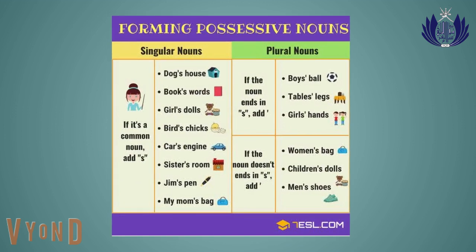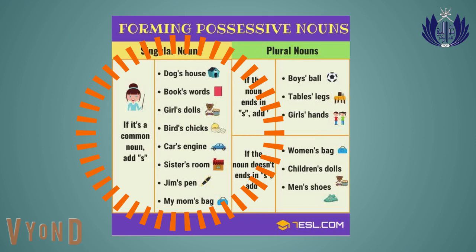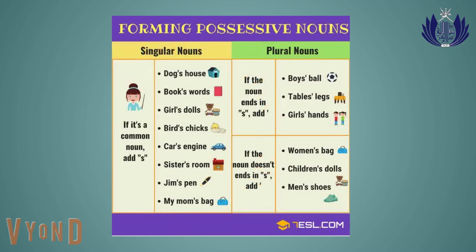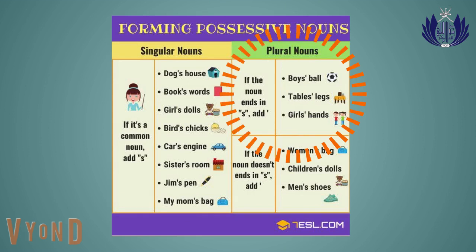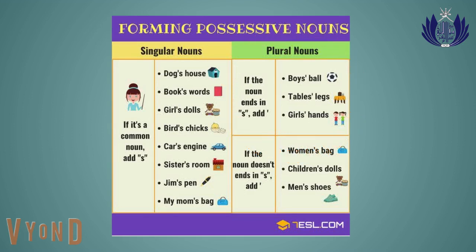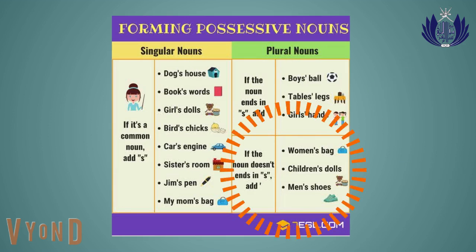In short, the rule is as follows. We use an apostrophe plus S to show that one person or one thing owns something. We use an apostrophe after the S to show that a group of people or a group of things own something. And if a plural noun doesn't end in S, we add an apostrophe plus S to create the possessive form.